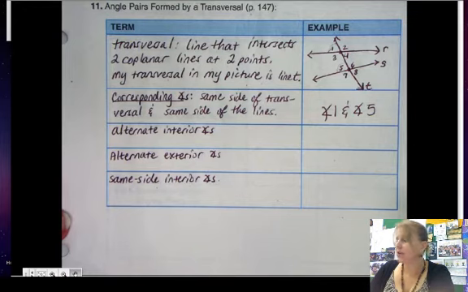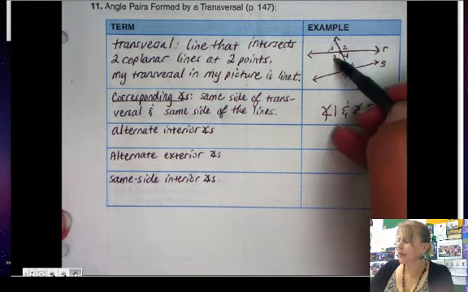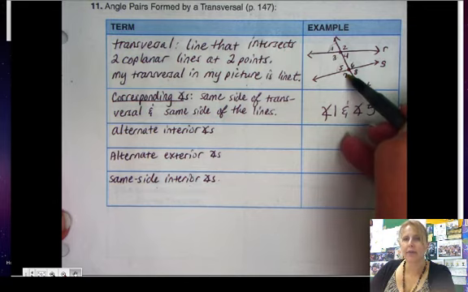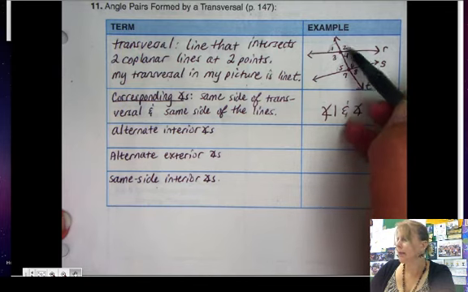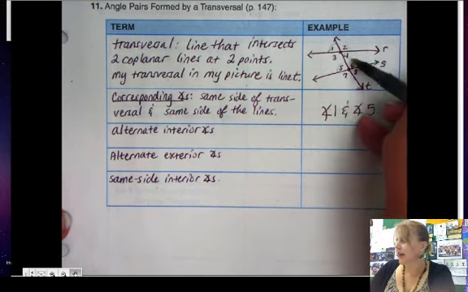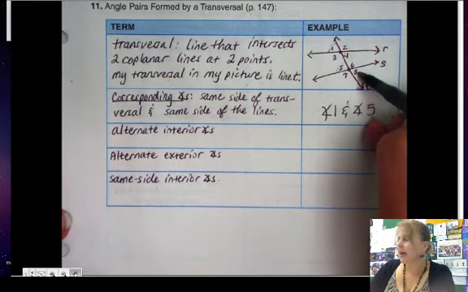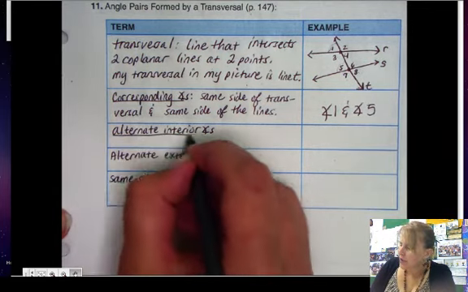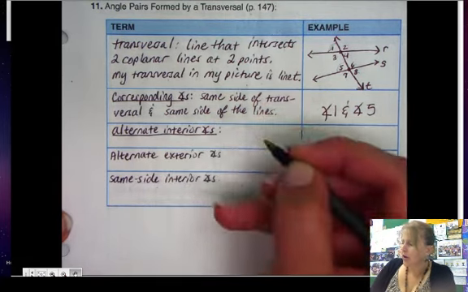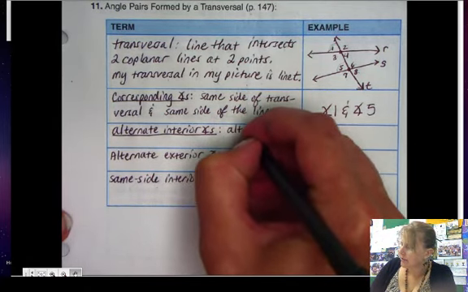There are other corresponding angles. 3 and 7 are both to the left and both underneath. So 3 and 7 are also corresponding. 2 and 6 are also corresponding because they're both to the right of line T, and they're both above lines R and S. And last, 4 and 8 are also corresponding. They're both to the right of line T, and they're both below R and S. Those are corresponding angles.